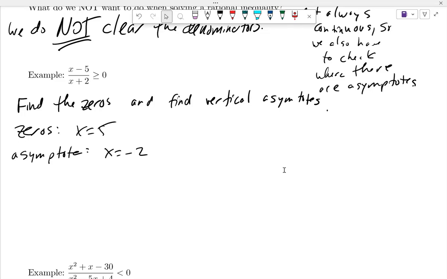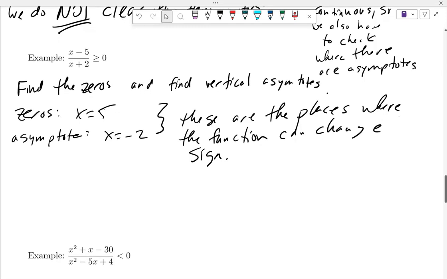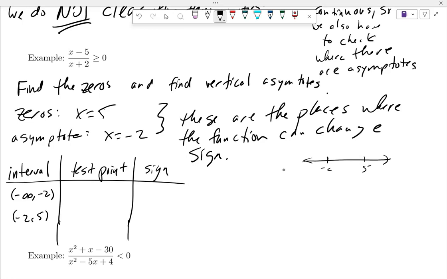So we've got two places where we can switch sign. I'll write this down. These are the numbers where the function can switch sign. So how many intervals are we worried about now? If we think about putting these on a number line, I got -2 and 5. So I got 3, right? I got that one, that one, and that one. Agree? All right. So the first interval will be, and the second one will be, and the third one will be 5 to infinity.